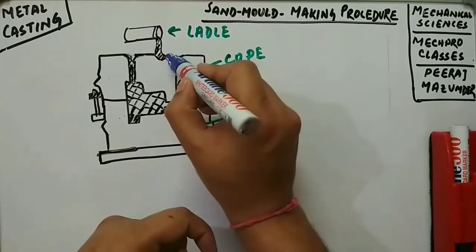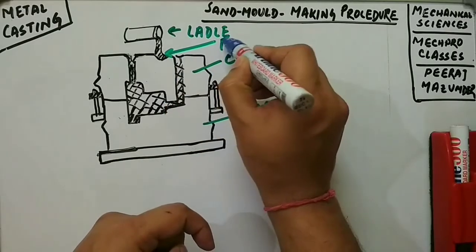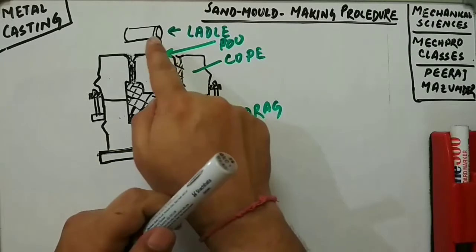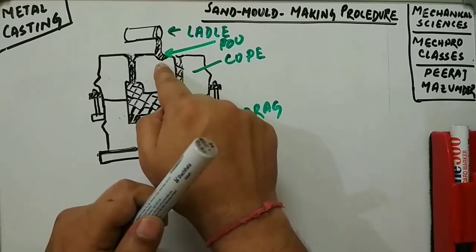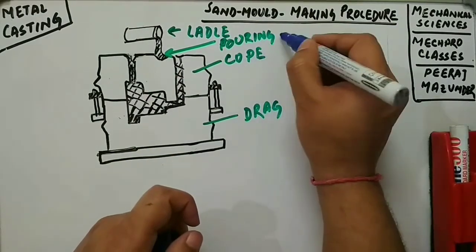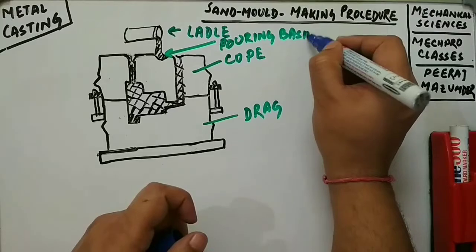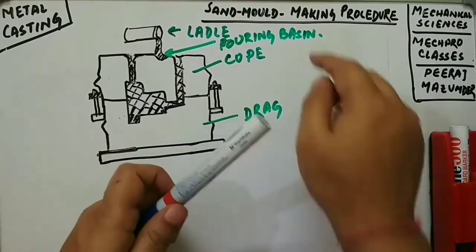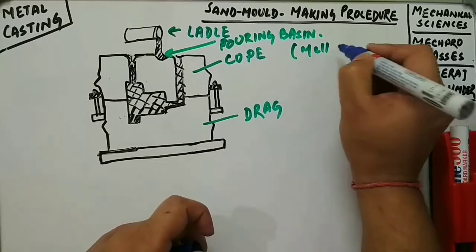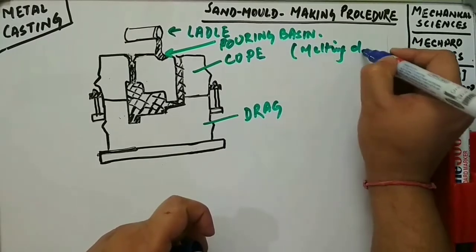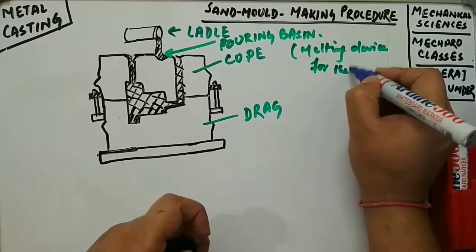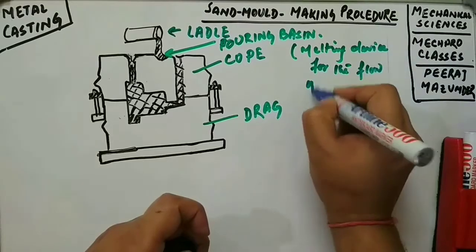Now, previously I discussed the pouring basin. Look here, this is the pouring basin, where the molten metal comes directly after the ladle. You can say the pouring basin is a melting device, so take a note: a device for the flow of metal.